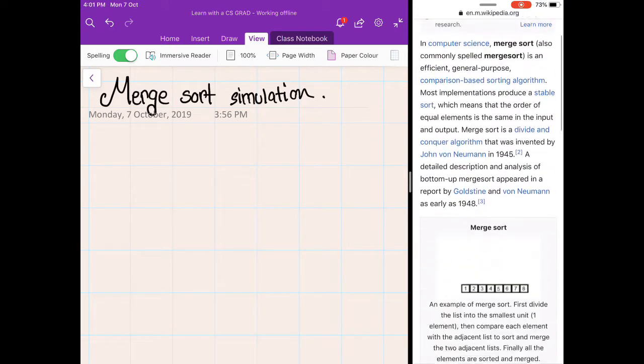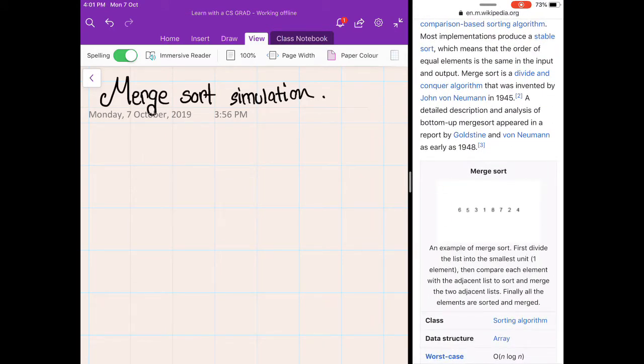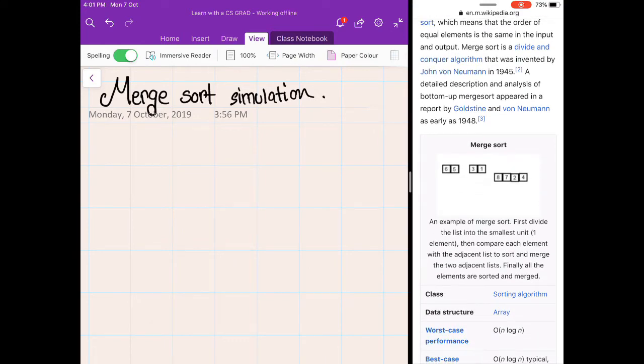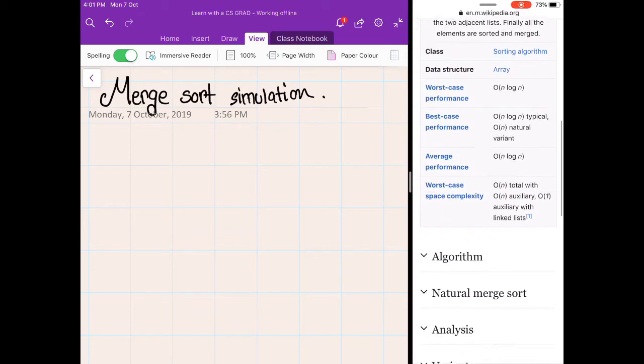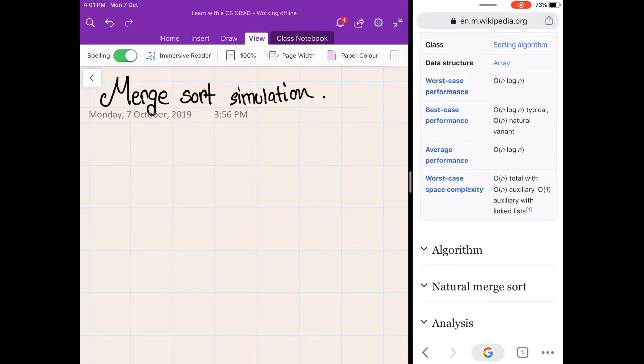So this is a Wikipedia page. It says it was invented in 1945, and here you can see a GIF representing how things work, and we have the worst case, best case, and average case. All of them are the same here. However, in some cases this can be big O of n.